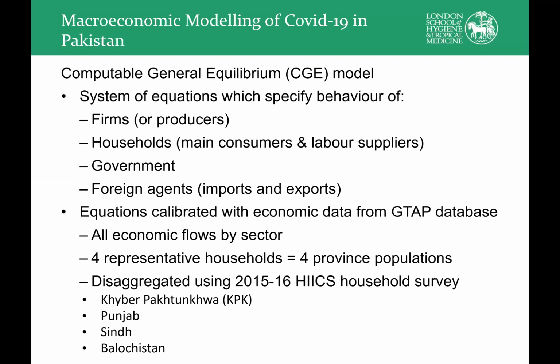So we have this system of equations that specifies how agents behave in the economy, and then we calibrate those equations with real economic data. That is taken from the GTAP database in this case, which contains all economic flows by sector in the Pakistan economy. Also, we disaggregate the households to 4 representative households based on 4 province populations using the household survey for Pakistan. And that enables us to separate out the KPK, Punjab, Sindh and Balochistan households in our Pakistan modelling.